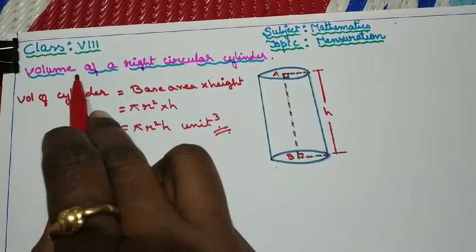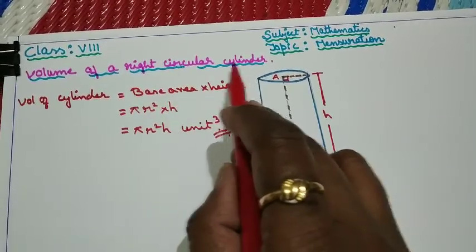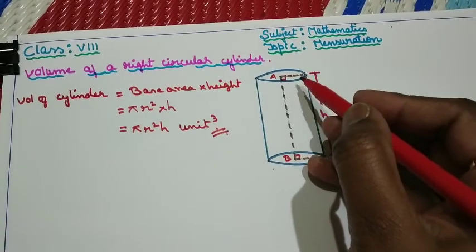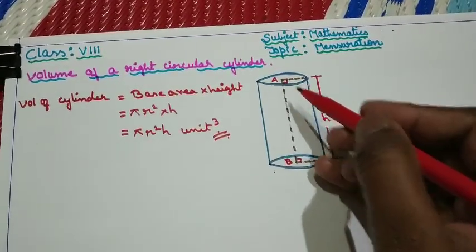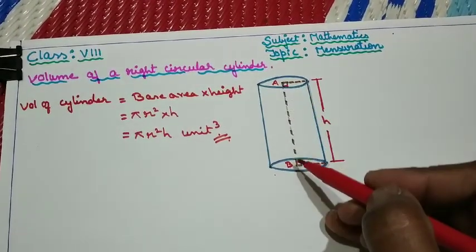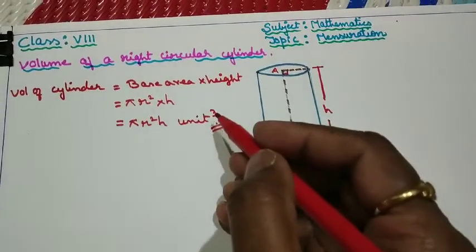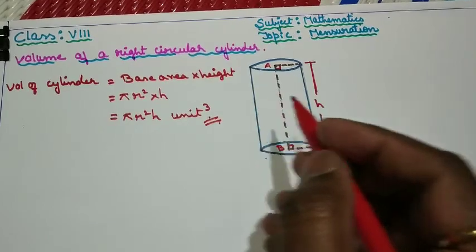And keep in mind, for a right circular cylinder, the top and bottom radii of the cylinder are always perpendicular to the height. So this is the derivation for the volume of cylinder.